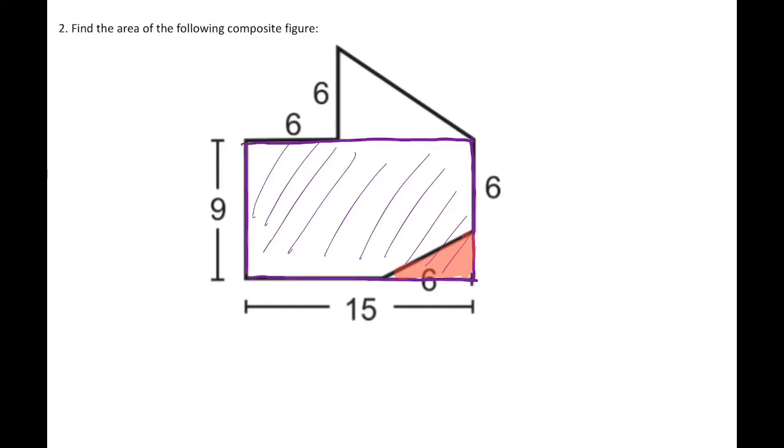Okay, well, the complete rectangle, this whole thing, if that triangle wasn't taken out, well, that would be 9 times 15, which is 135 square units. Now that's including the triangle in there and everything. Next, what you can do is we can figure out the area of this triangle right here.